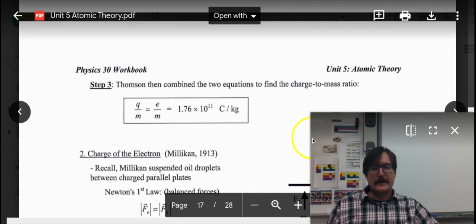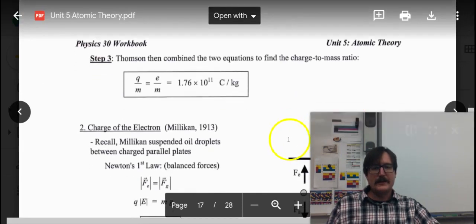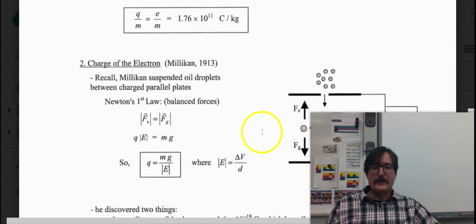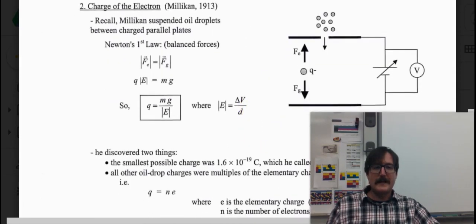All right, along came Millikan in 1913, and he discovered the charge on the electron. So if we knew the charge to mass ratio and the charge could be determined, then the mass of the electron could be found. So recall, Millikan suspended oil droplets between charged parallel plates. When those droplets were suspended, the electric force and the gravitational force were equal and opposite. If you equate the two, Fe and Fg, you come up with an equation for Q: mg divided by electric field strength, where the electric field strength is the potential difference across the plates divided by the plate separation, or delta V over d.